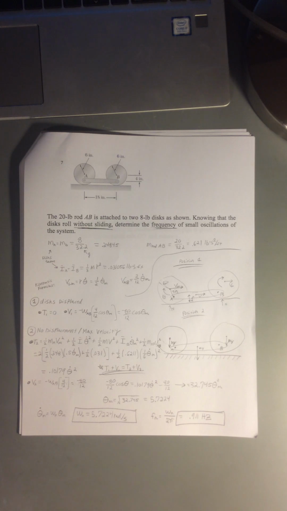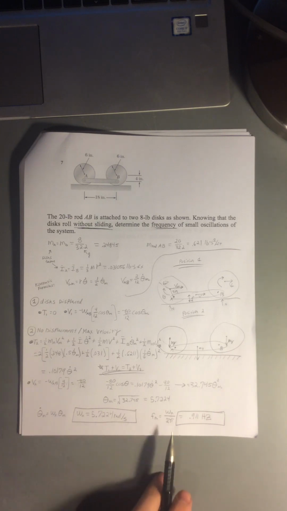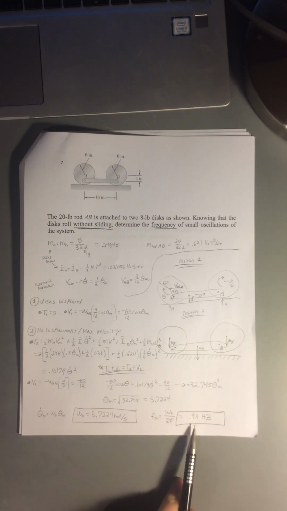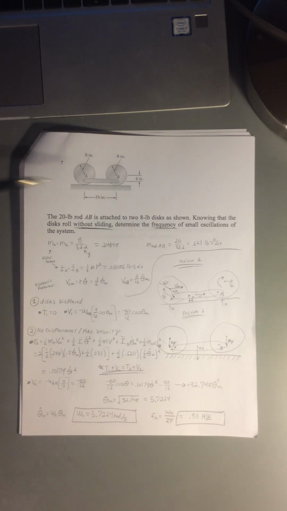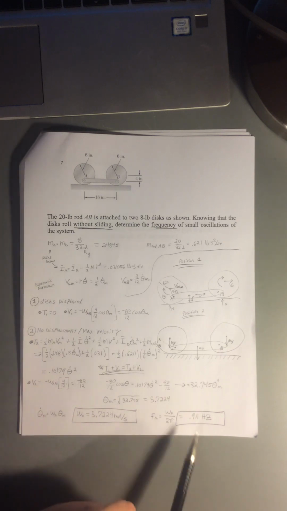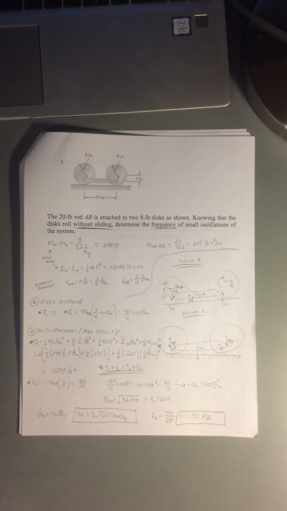We're really close to the answer now, but the question wanted us to find the frequency of the small oscillations for the system, and we want that frequency term to be in hertz instead of radians per second. So taking this frequency term that's in radians per second and dividing it by 2 pi converts it to hertz, and that gives us a value of 0.911 hertz. And so that is the answer for part 7. As the system oscillates back and forth with small oscillations, those oscillations will occur at this value right here of 0.911 hertz.